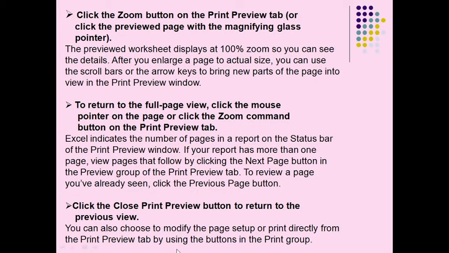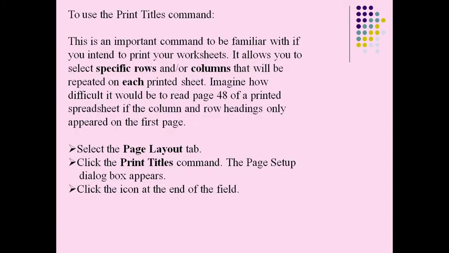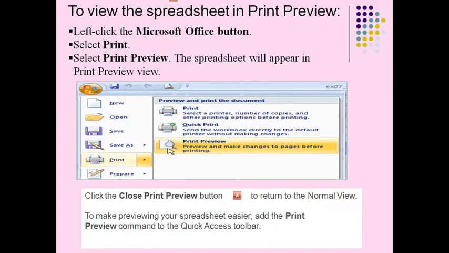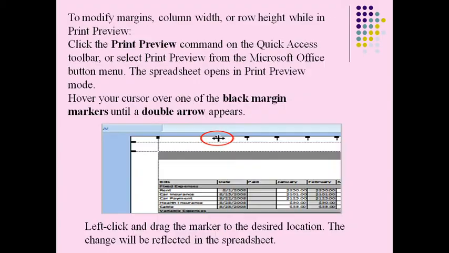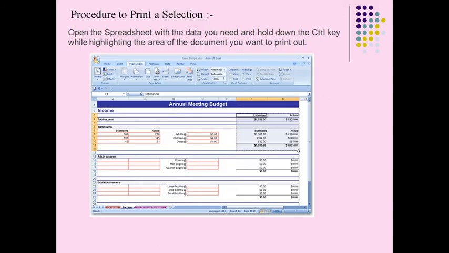Next, click the close print preview button to return to the previous preview. You can also choose to modify the page setup or print directly from the print preview tab by using the buttons in the print group. So these are the things we can see here. Okay, students, these are the options in print preview. These are the options you can see in the print preview dialog box.